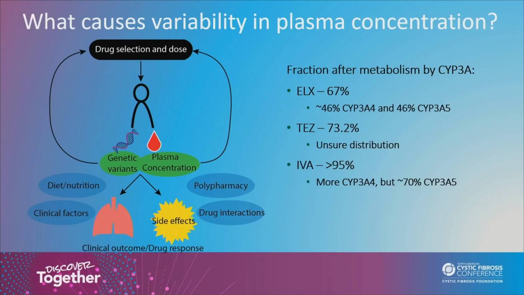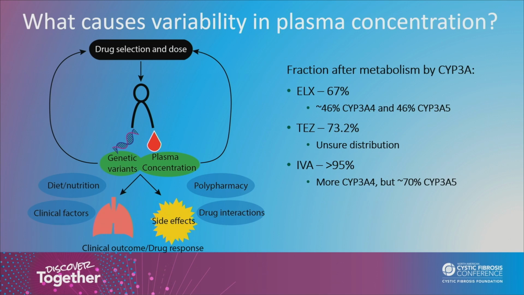And I have a conceptual model here that helps you understand what we did and why. So of course we talked about the drug selection and dose. The patient takes the medication, and then we have specific characteristics like I showed you before, the genetic variants and plasma concentrations, and that's going to help dictate what our clinical outcome and side effect profile is.